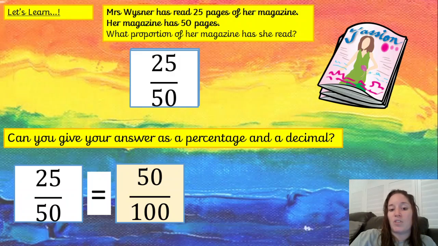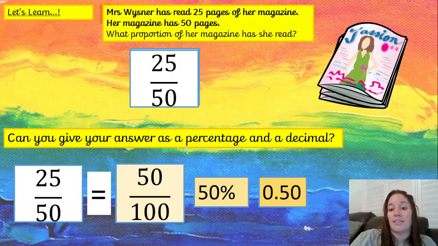So 50 hundredths is the same as 50%, and as a decimal it would be 0.50. Do we need that 0 on the end? No, so it can just be 0.5. Okay, so our answer as a percentage is 50% and a decimal is 0.5. We know that 50% and 0.5 is the same as half. And if you notice, 25 is half of 50.